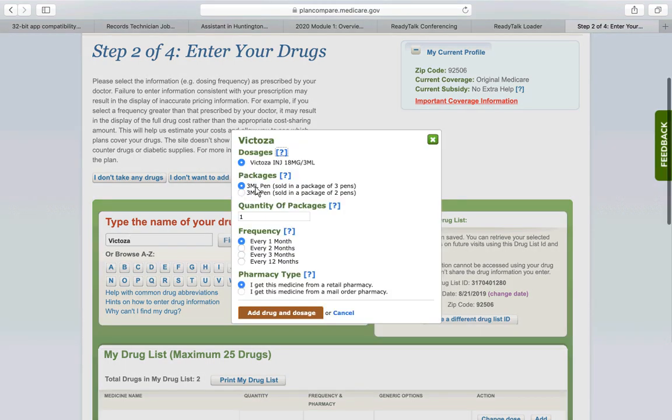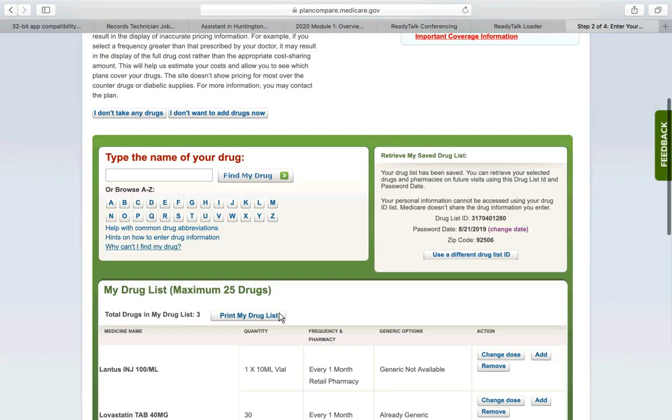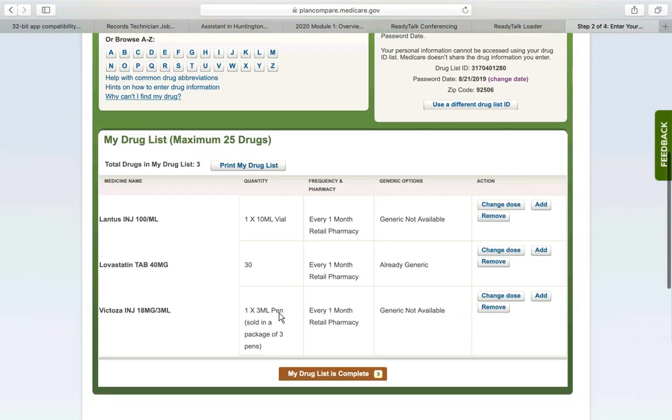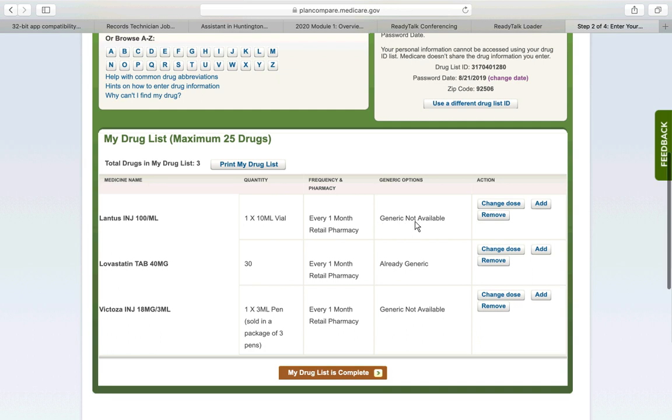All right, so once again, it comes in a package of 3 or a package of 2. It's always going to take you to the most commonly used. All right, so we got some medications on here. If you look here, it'll tell us generics available for Lantus. Lovastatin is generic. Victoza is not available in the generic.